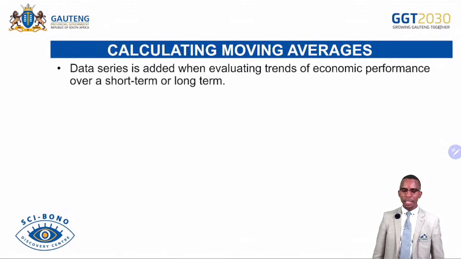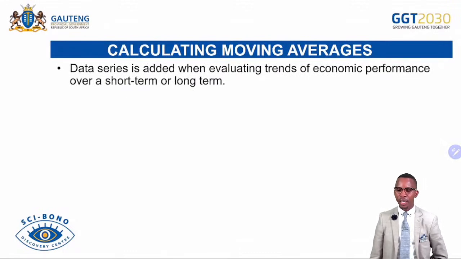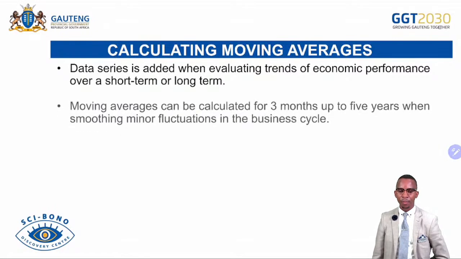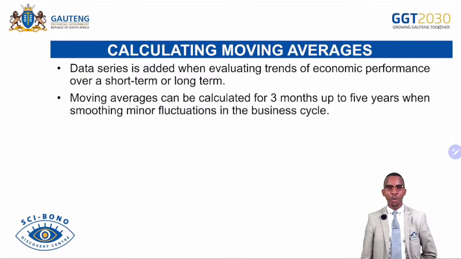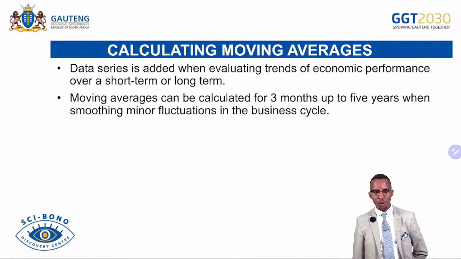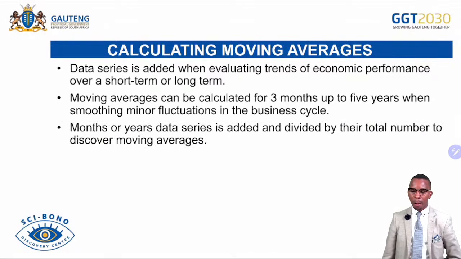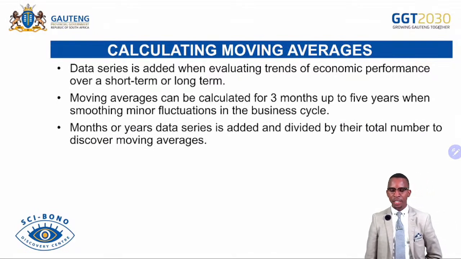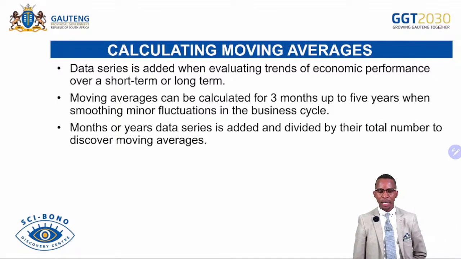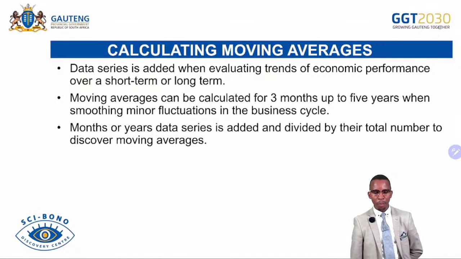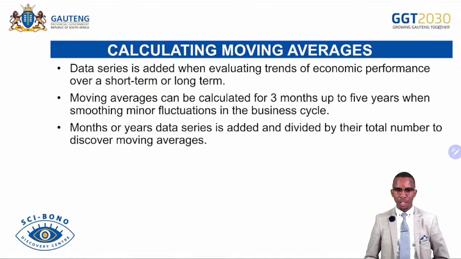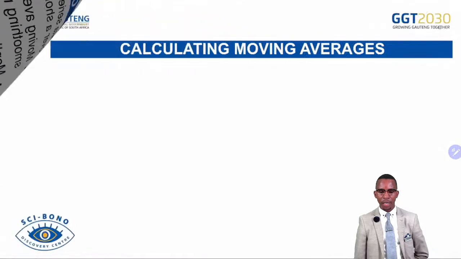So the data series is added when evaluating trends of economic performance over a short or a long term. Moving average can be calculated over a period of 3 months up to 5 years when smoothing the minor fluctuations of the business cycle. Months or years, the data series is added and divided by their total number to discover moving averages. We will see in practice how they can be calculated.